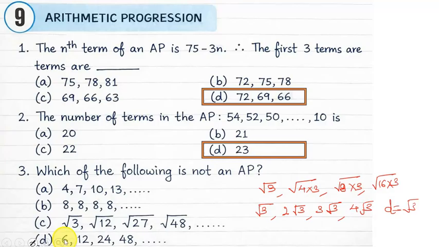Then definitely the sequence in option D is not in AP. How is it? 6 plus 6 is 12. But 12 plus 6 is 18, but here it is 24. Therefore 12 plus 12, that is, the common difference is not constant. Okay, here d is 6 and here d is 12, and hence option D is correct here.